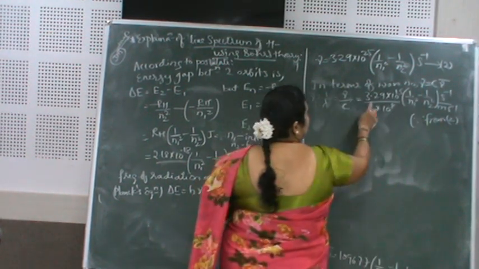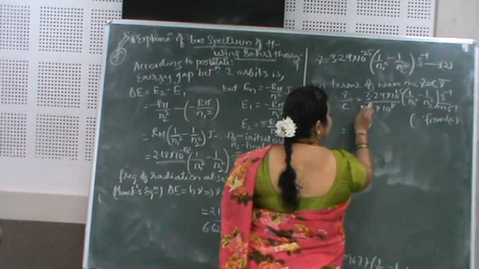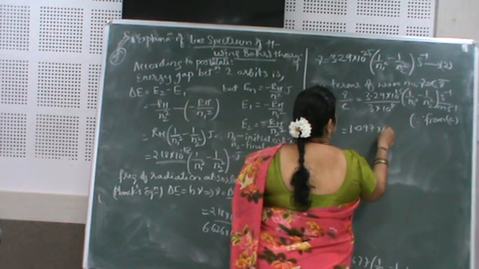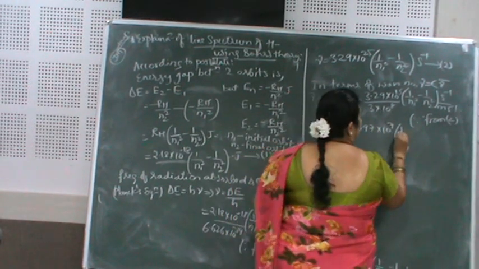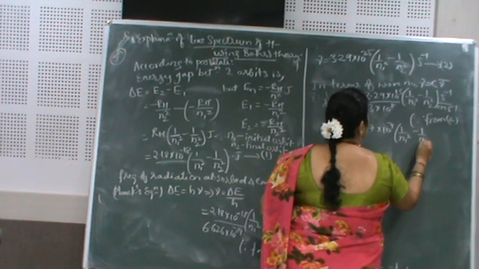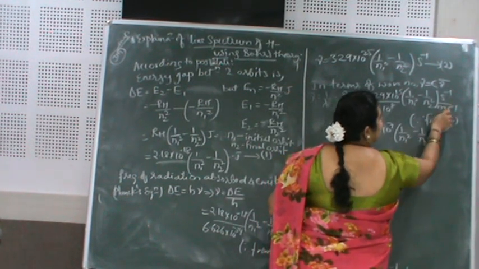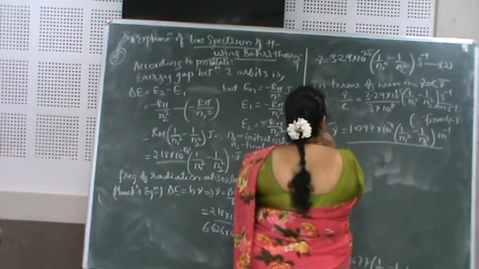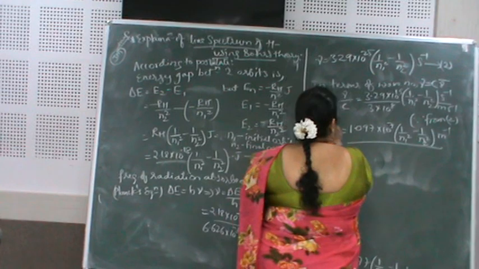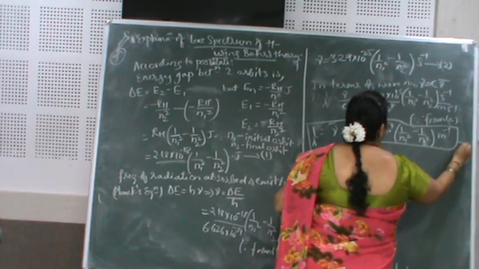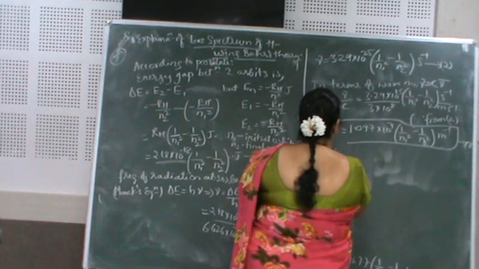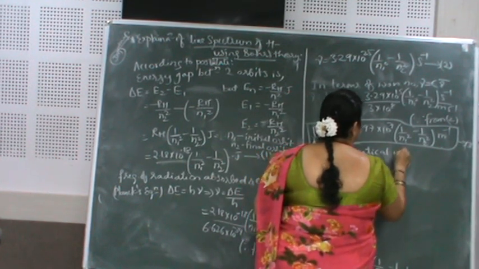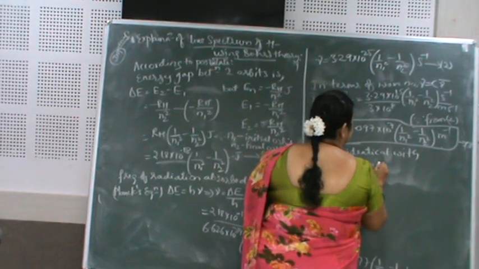Now if you simplify this equation, it will be ν̄ = 1.097 × 10^7 (1/n1² − 1/n2²), and here the seconds cancel, so the unit will be meter raised to minus 1. So this equation is identical with the Rydberg equation.